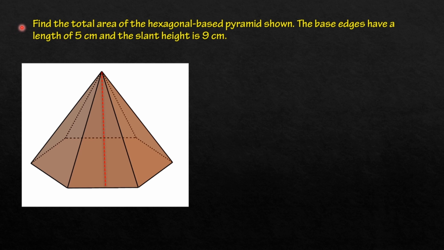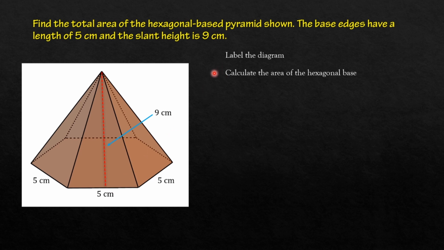Find the total area of the hexagonal-based pyramid shown. The base edges have a length of 5 centimeters and a slant height of 9 centimeters. We'll label the diagram. Each edge of the base is 5 centimeters long, and I've only put 3 labels on. And the slant height of the triangle is 9 centimeters.